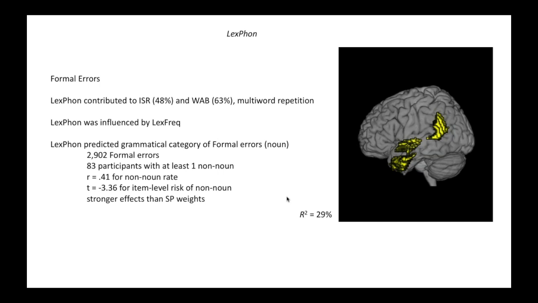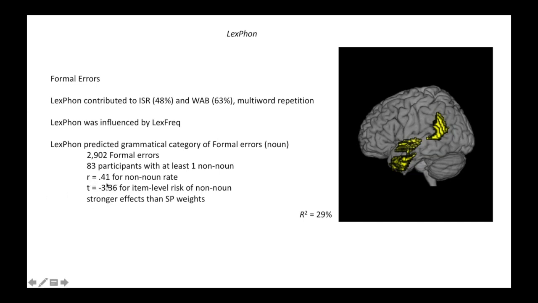As a side note, we also looked at whether this ability could predict the grammatical category of the formal errors, because the idea here is that if errors are coming from the lexical level, they should also be nouns, whereas if they come from the sublexical level, if you're randomly flipping phonemes and happen to create a word, you're not going to be respecting grammatical category boundaries. So we looked at 2,902 formal errors. There were 83 participants who made at least one non-noun.